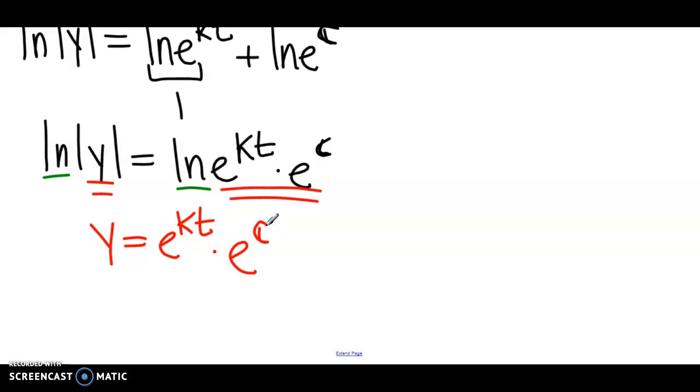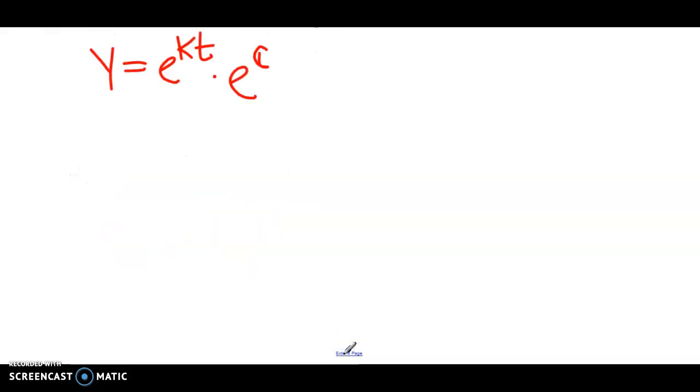And then from Friday, what we learned was that e to the c is just some number raised to some constant. So we're going to rewrite this as big C instead of e to the c, multiplied by e to the kt. And now we've just come up with a general equation for some exponential growth function.